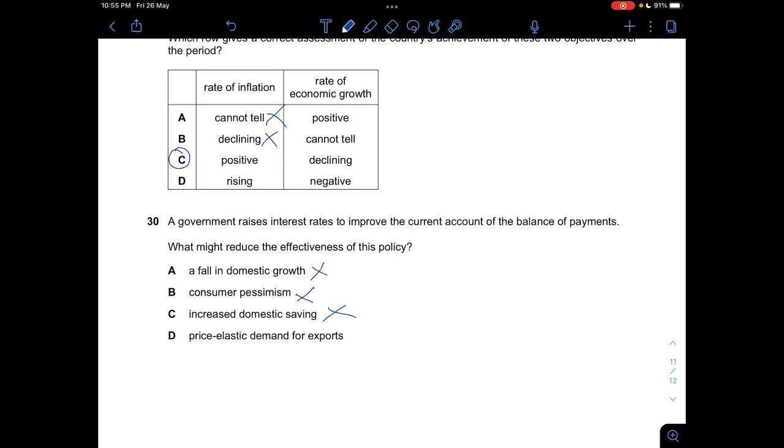So D, if there is price elastic demand for exports, then for example, when you raise interest rates, now your exports will become more expensive, and when it's elastic, that means that when there's a change in price, the quantity demanded would then change more than the percentage change in price. So that would definitely reduce the effectiveness because there'll be less inflow of money because of the increase in interest rates. So answer is D. Okay, so this is the end of this paper.